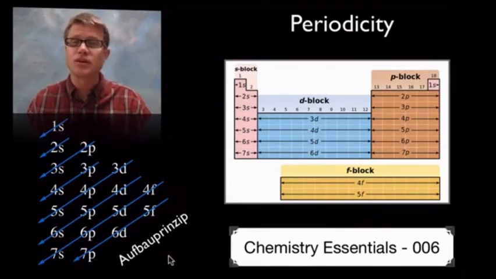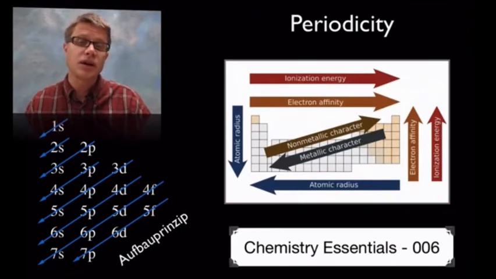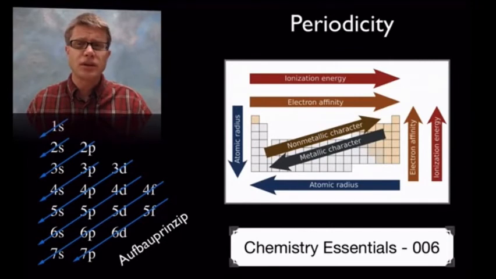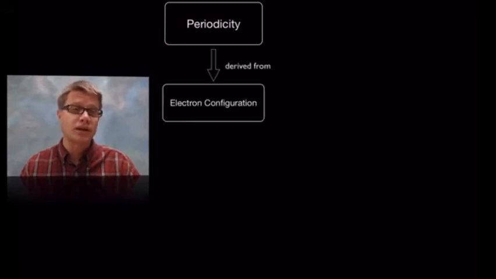And we figure that out using the Aufbau principle, which is actually German, and it means the principle of building up. So we're building up from lower to higher energy levels. And so what we can find is these trends that start to emerge. But it's most important, instead of just memorizing them, that you really understand what's going on inside the atom that determines those trends. And so periodicity, remember, is going to be derived from the electron configuration.